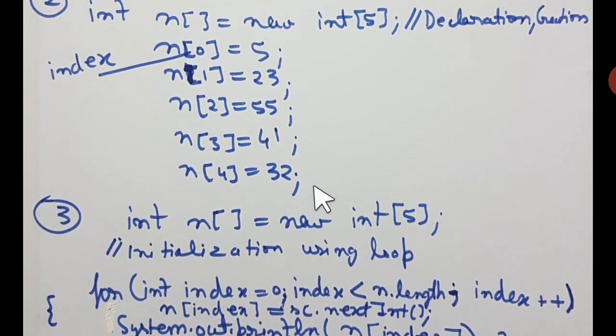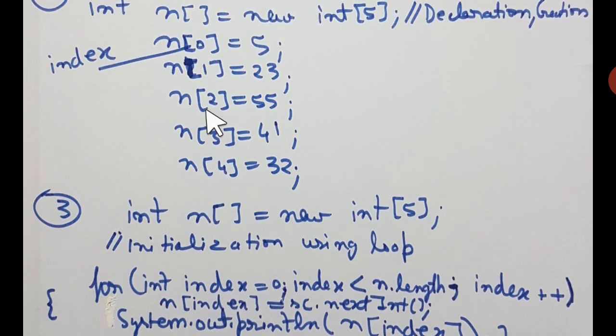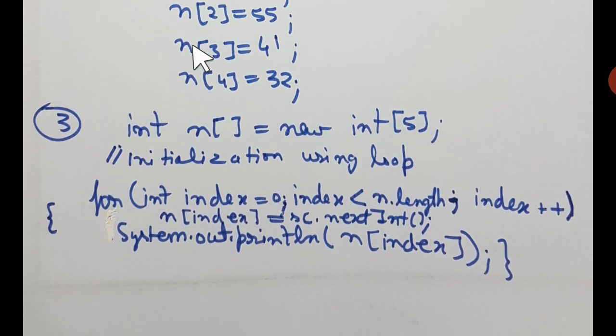Why? Because you can see that there is uniformity in these indices. You can see 0, then +1 is 1, +1 is 2, +1 is 3, +1 is 4. So we can have a loop here, a for loop, int index initialized with the value 0, as the first index was 0, and it goes while index is less than n dot length. Alright, what is this length?